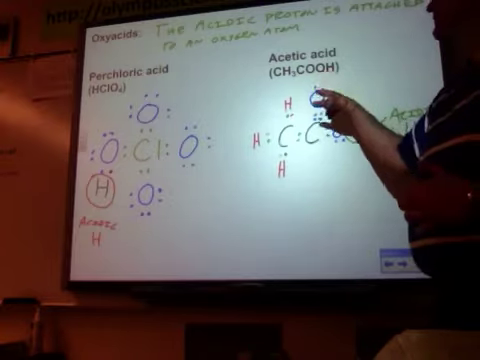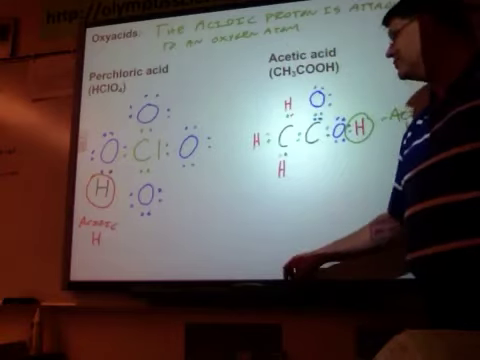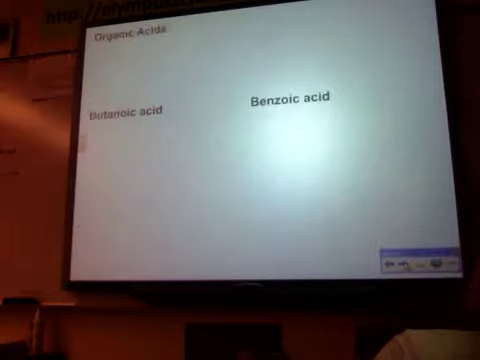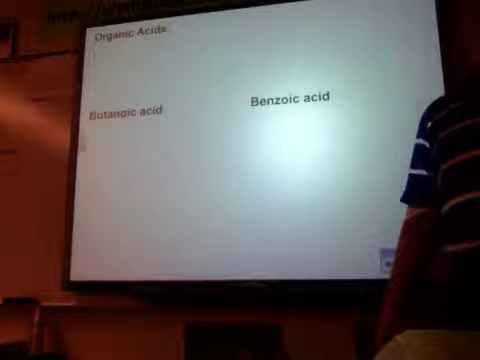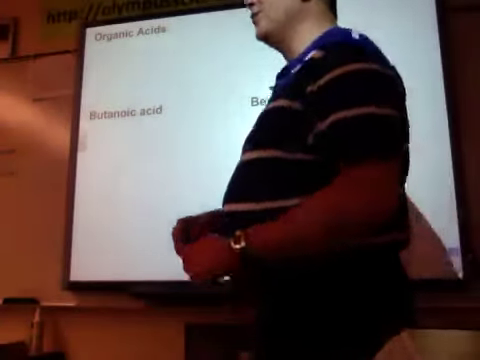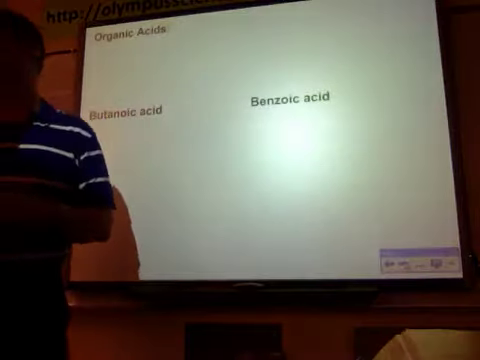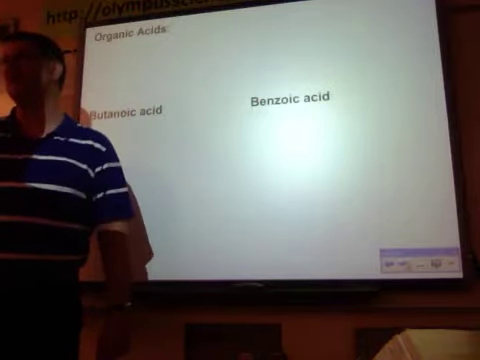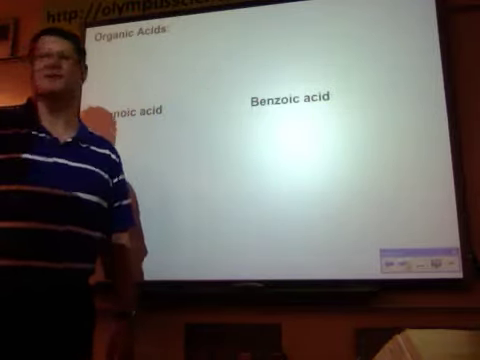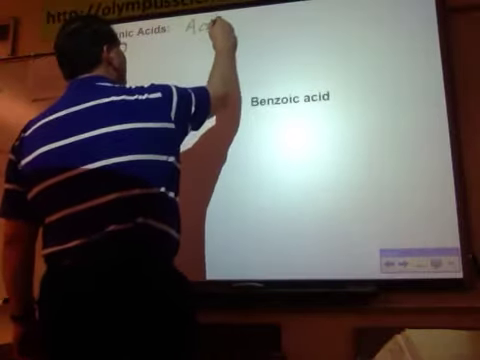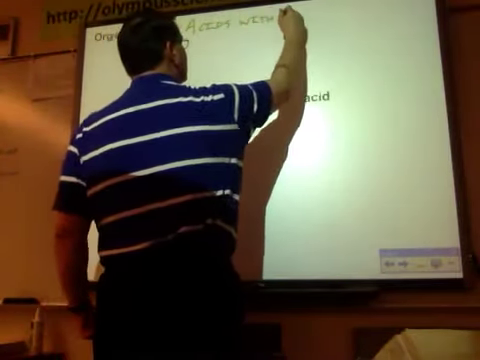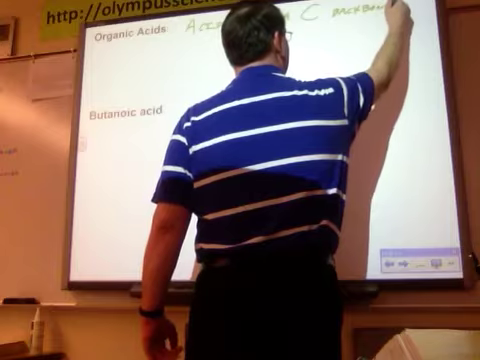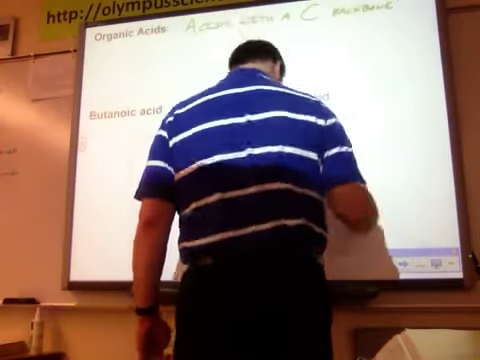Now, while we're on the subject of acetic acid and oxyacids, I want to introduce you to a special class of acids. A few minutes we've got left. What we call organic acids. Okay? And organic acids are simply acids that have a carbon backbone. In other words, they're primarily a carbon chain that has acidic properties. Backbone, for lack of a better term.